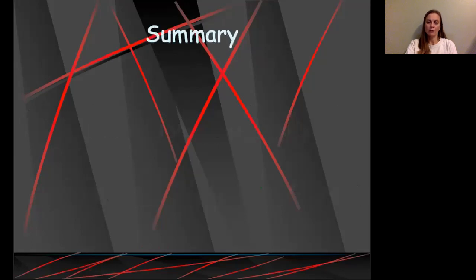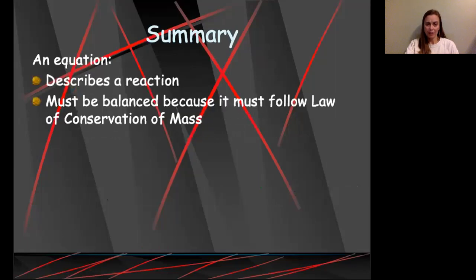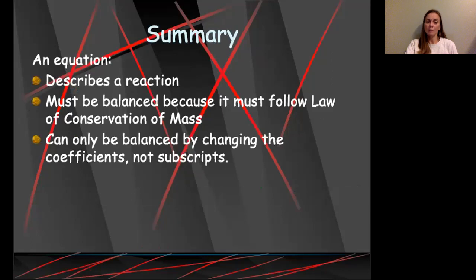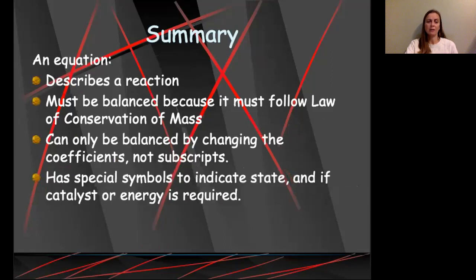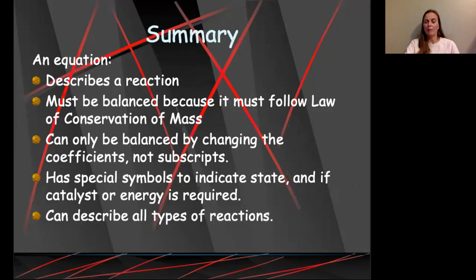Let's just do a quick summary of what we've talked about today. So an equation describes a reaction. It has to be balanced because it has to follow the law of conservation of mass. It can only be balanced by changing coefficients, not subscripts. And it has special symbols to indicate the state and if a catalyst or energy is required. And we can write a chemical equation to describe any kind of reaction that exists.